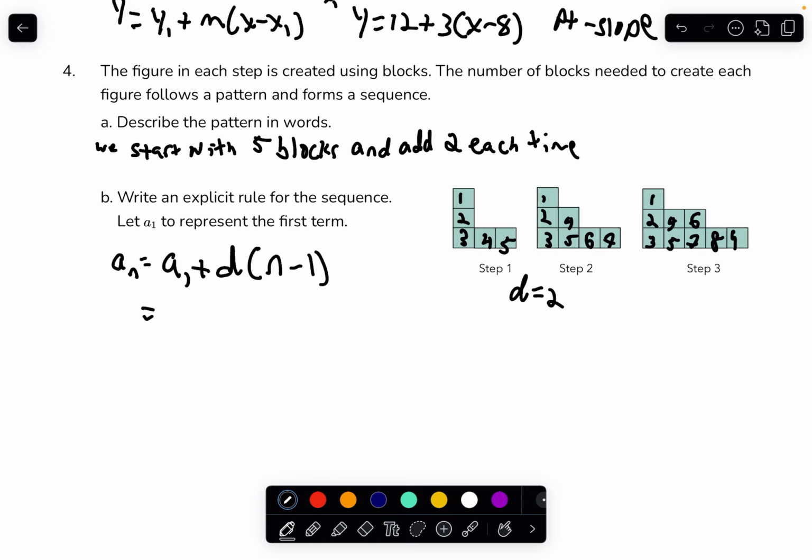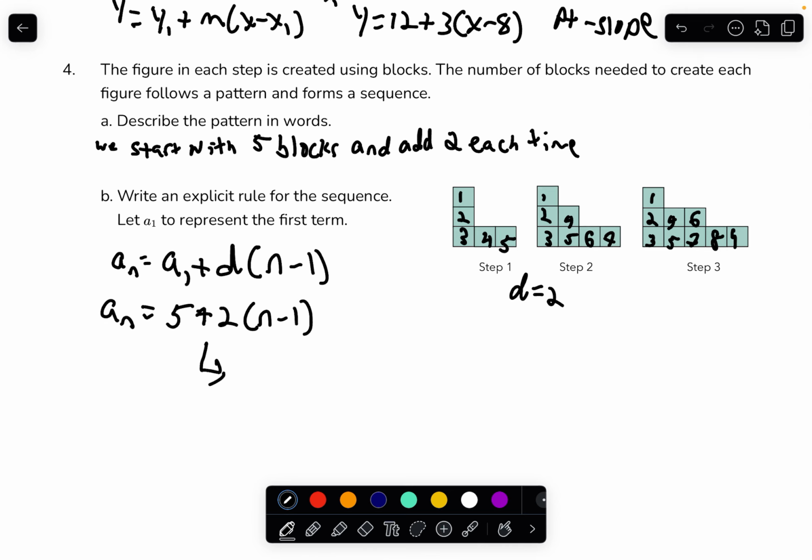So let's plug in the information we have. a sub 1 is 5. We add 2 times parentheses n minus 1. All right? You can leave it like this, which I would, because that's all I asked you for. Or if you wanted to write it in simplified form, you could go further, which I would not recommend, but I'm just going to show it to you. You distribute the 2. And then you combine like terms, and you have that. So it's either this or just leave it like that.